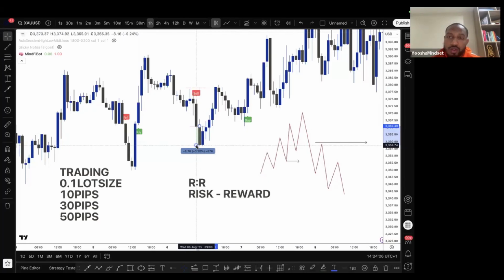So when you're in profit in gold above 50 pips, what are you supposed to do? If you're in profit in gold above 50 pips, right, and you want to protect your account, you're supposed to move your stop loss back to entry, right? So if you're in profit above 50 pips and you entered here, your stop loss was ideally up there. All you have to do is to come and move your stop loss back to entry.